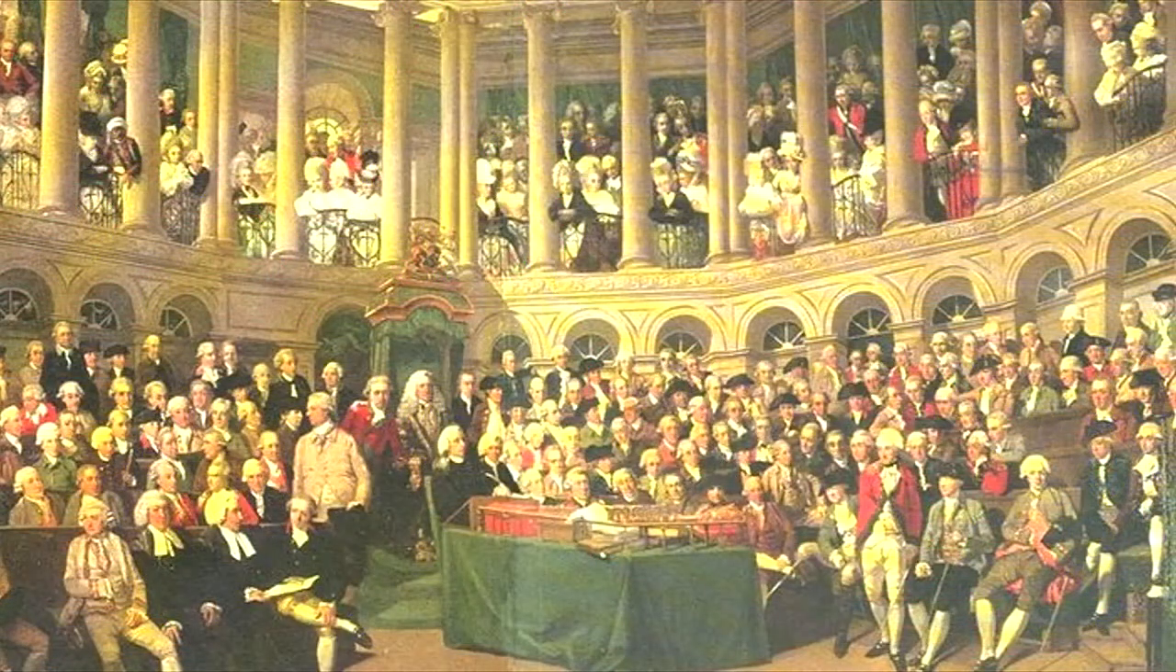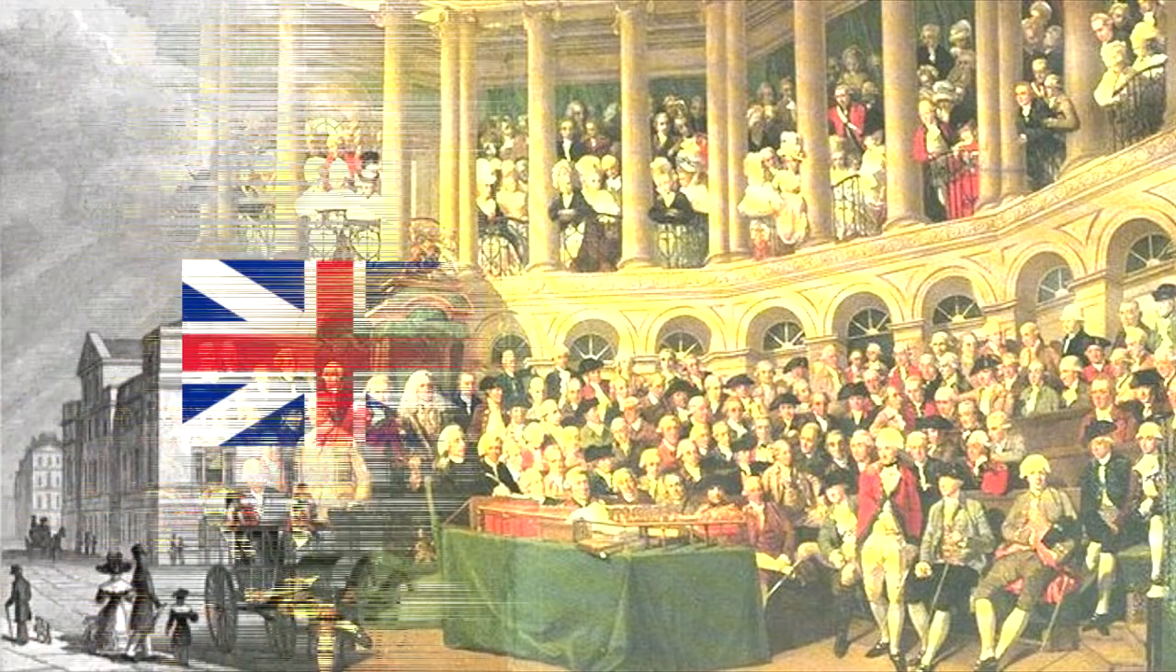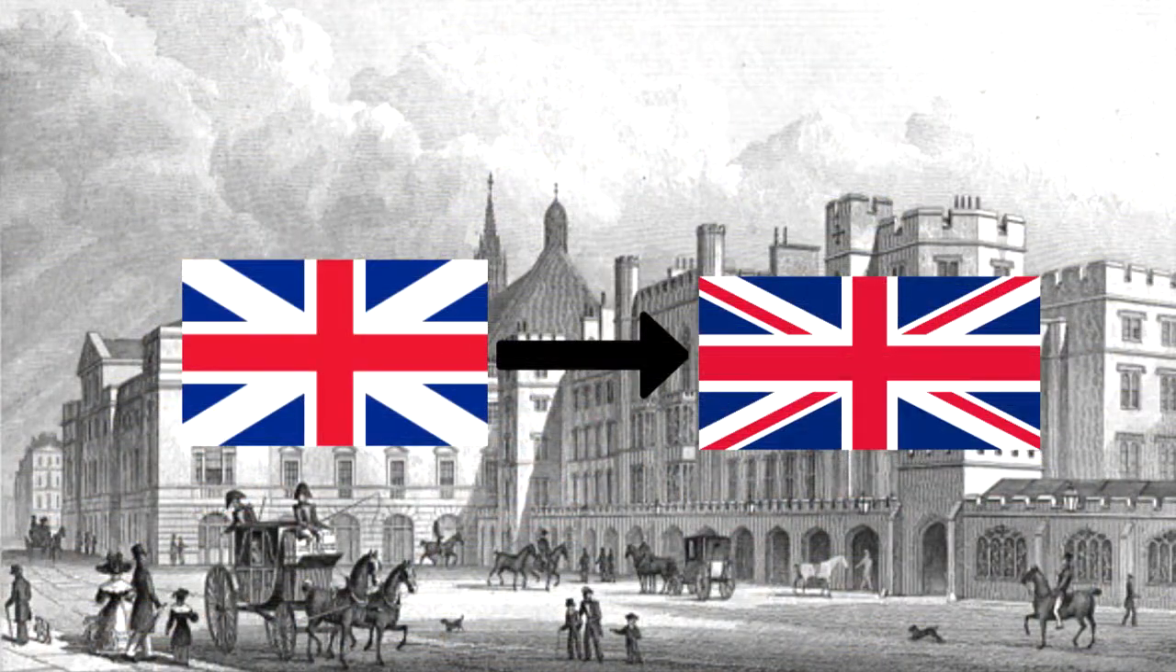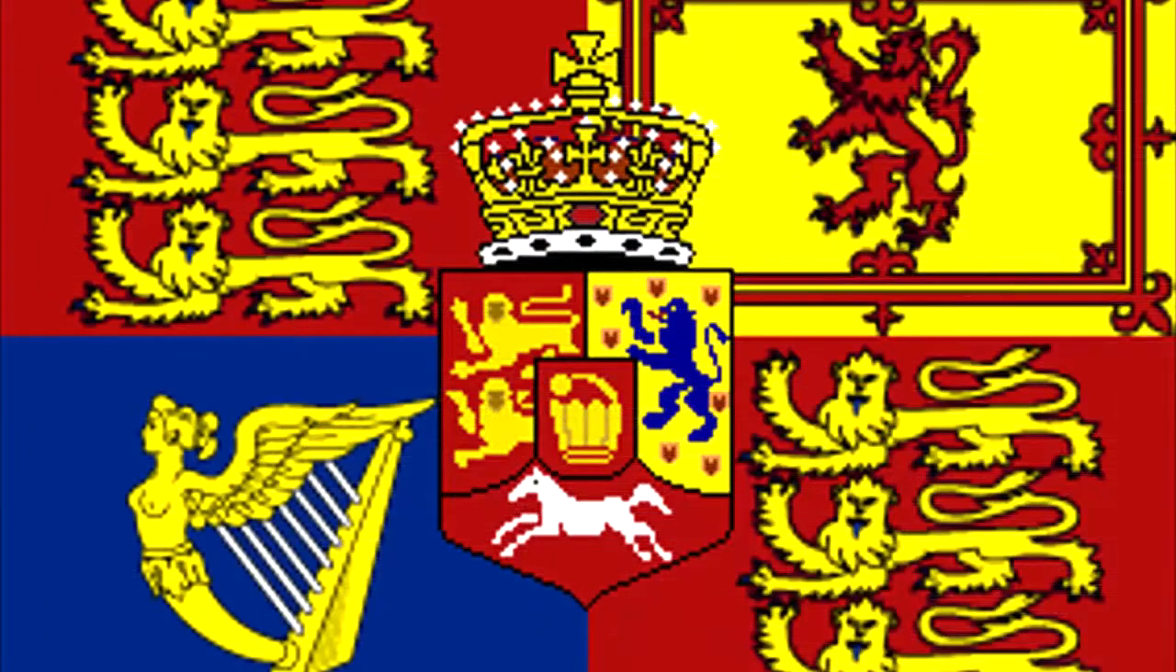Now, this standard would remain this way until 1800, when a new Act of Union of 1801 did two things. It added Ireland to the new title of the United Kingdom of Great Britain and Ireland, but it also formally added Ireland to the new official flag of England, which is the flag we see today, commonly known as the Union Jack.